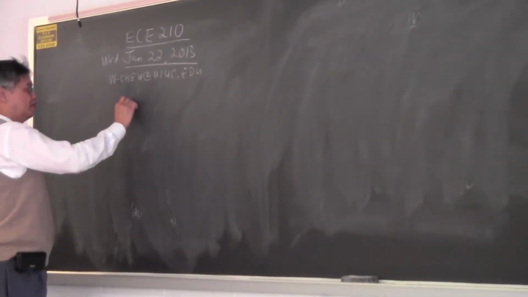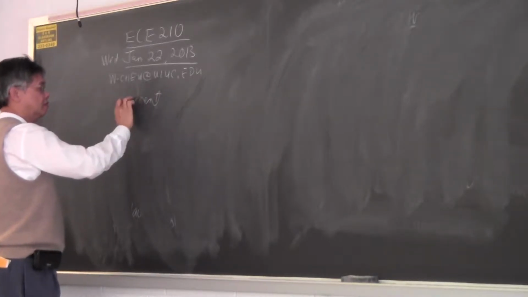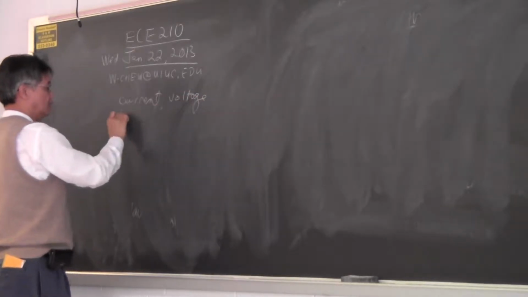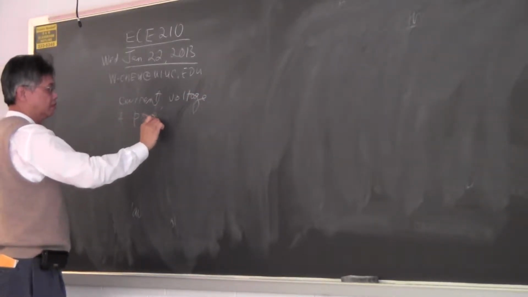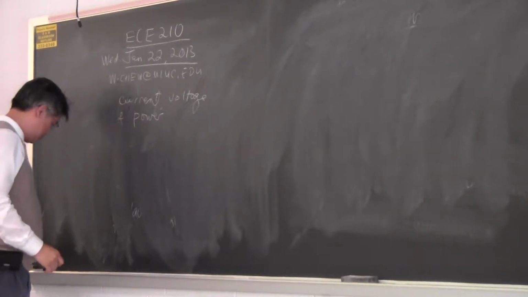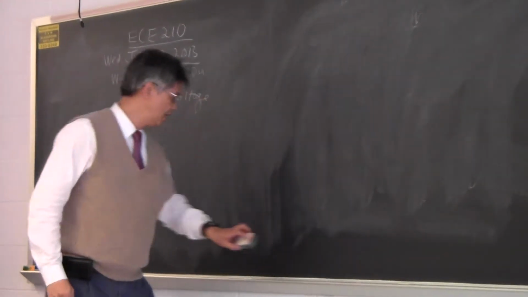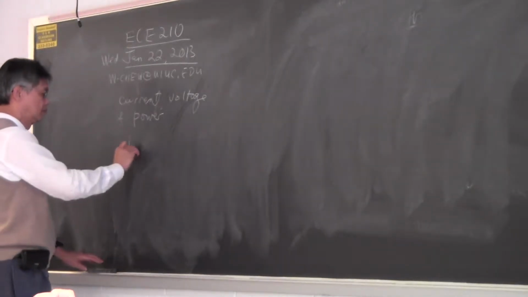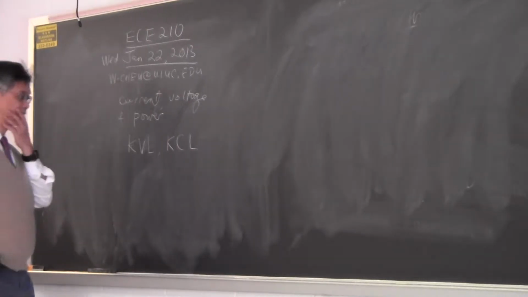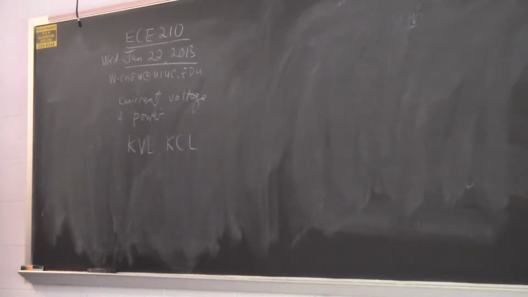So we talked about current, voltage, and power in the last lecture. And then we also talked about KVL and KCL. KVL is Kirchhoff's voltage law, and KCL is Kirchhoff's current law.